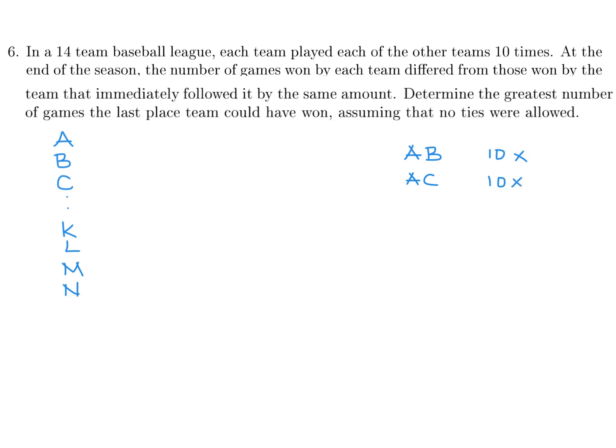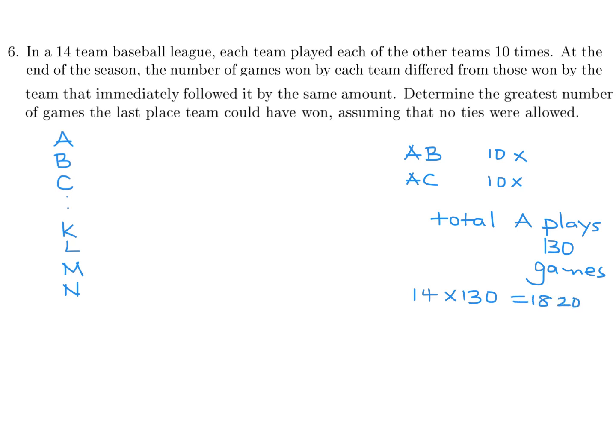So that means A will play 130 games, right? Because A is one team, there's 13 other teams. So for each of those 13 other teams, A plays them 10 times. So total, A plays 130 games, correct? 130 times. Now, what is true is that that kind of holds true for all the teams, right? And there's 14 teams. So there'd be 14 times 130 games, which is 1820.